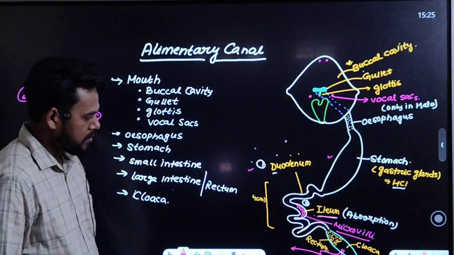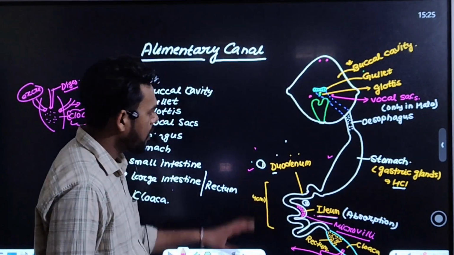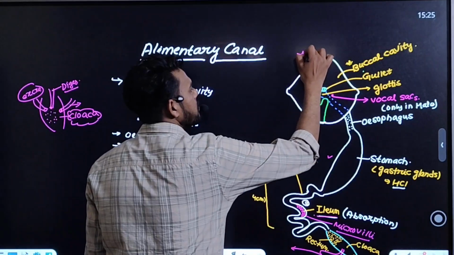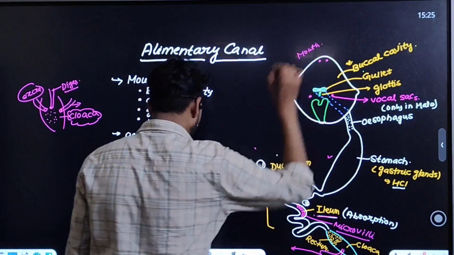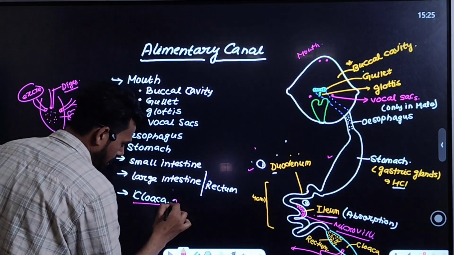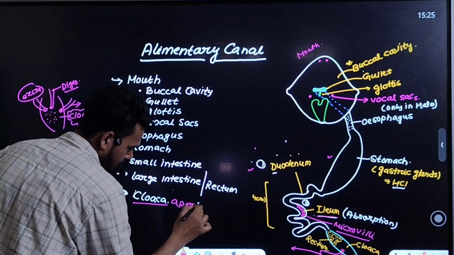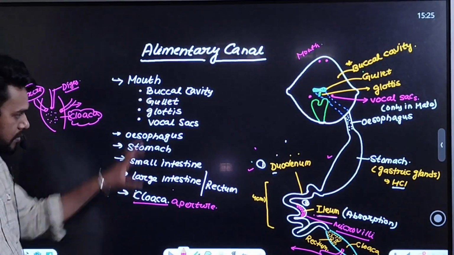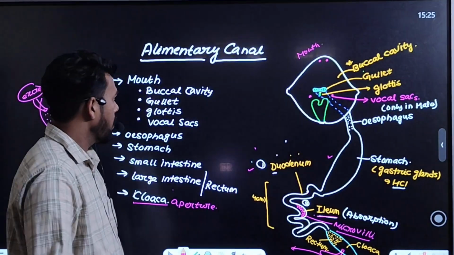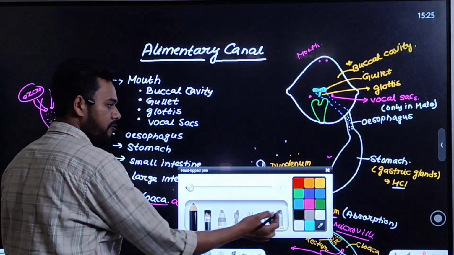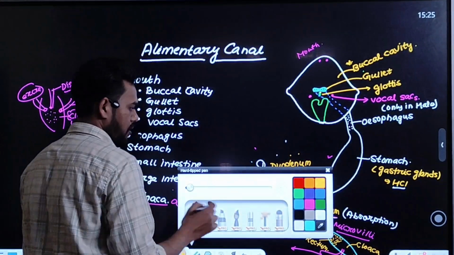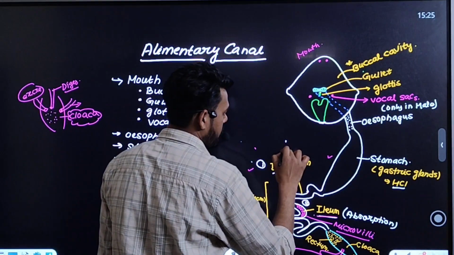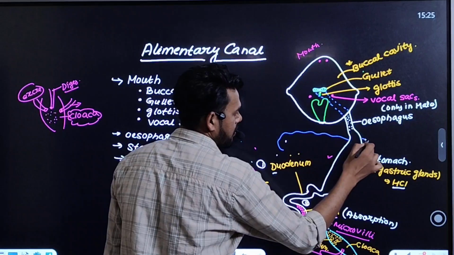Okay. So this is the alimentary canal of frog, which starts from mouth and ends with cloacal aperture. Cloacal aperture. Okay. This is the alimentary canal. The digestive system of frog consists of an important gland. A gland which is present here.